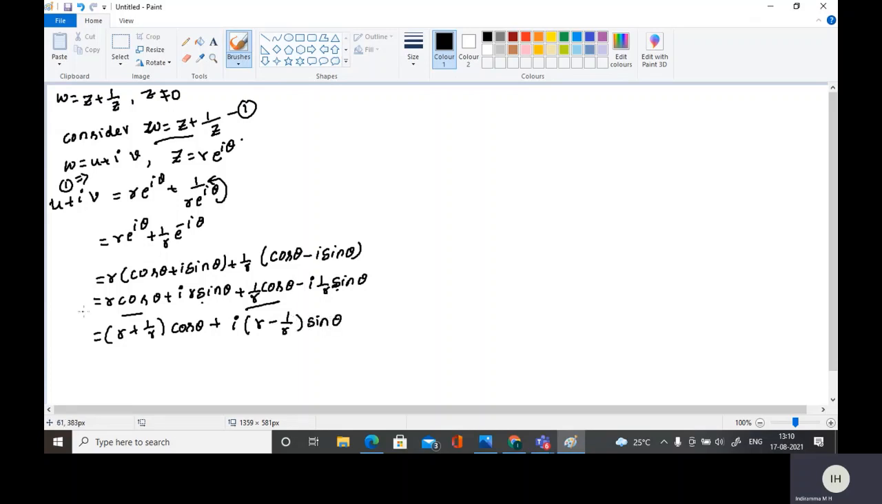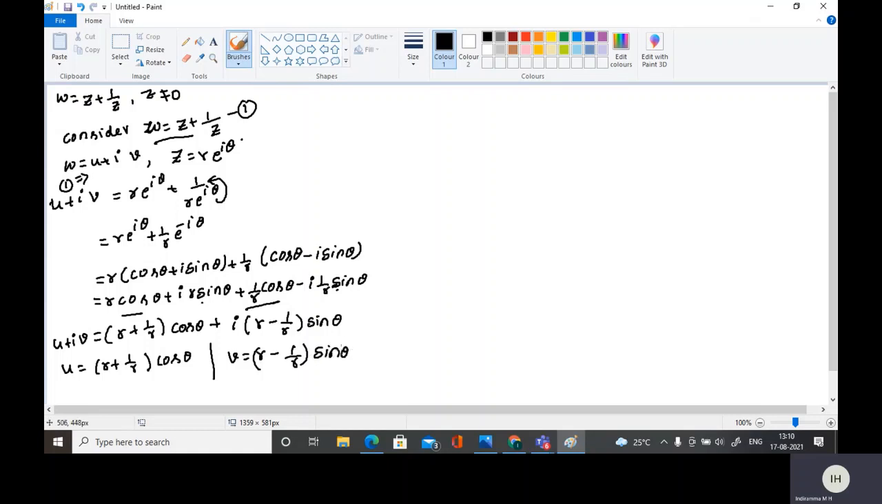And we know the LHS is u plus iv. Now equating the real and imaginary terms, u is equal to (r plus 1 by r) cos theta and v is equal to (r minus 1 by r) sin theta. Okay, we got two equations.